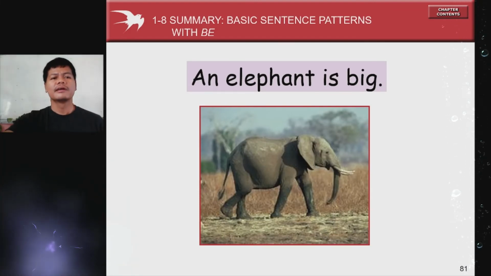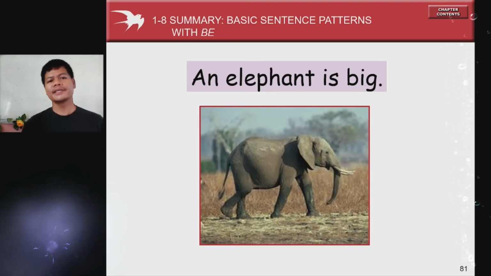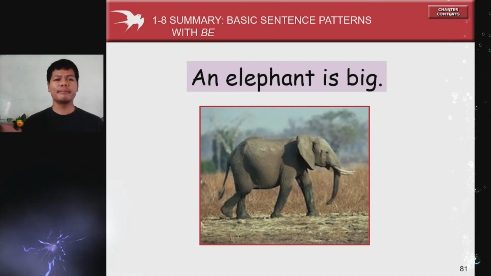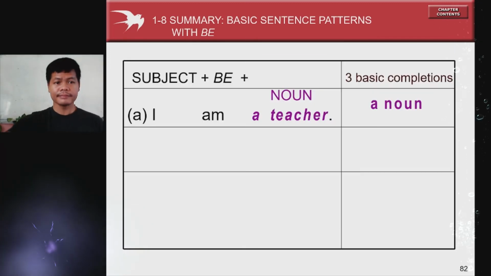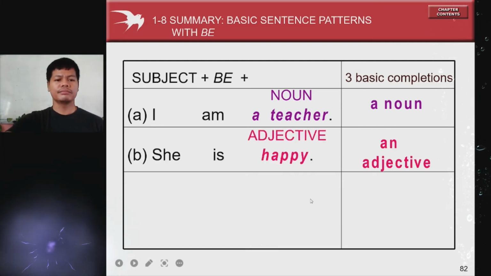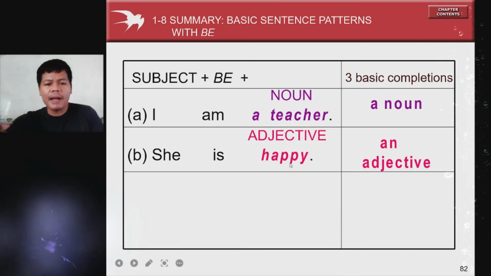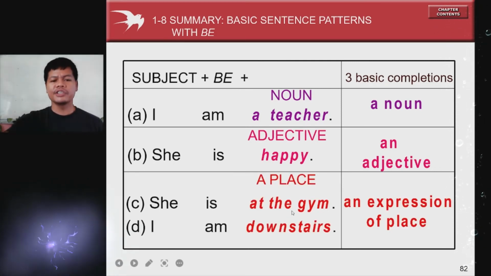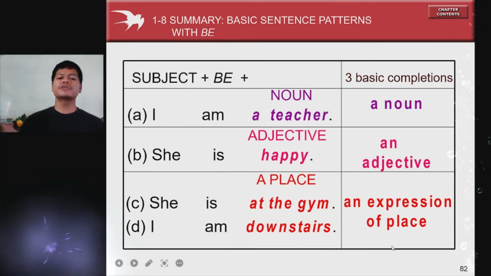And then, summary: basic sentence pattern with be. Oh, basic sentence pattern with be. An elephant is big. This is a basic sentence, okay? An elephant is big. Subject, a teacher. She is happy, adjective. Okay. A teacher, adjective happy. A noun and adjective. She is at the gym. I am downstairs.